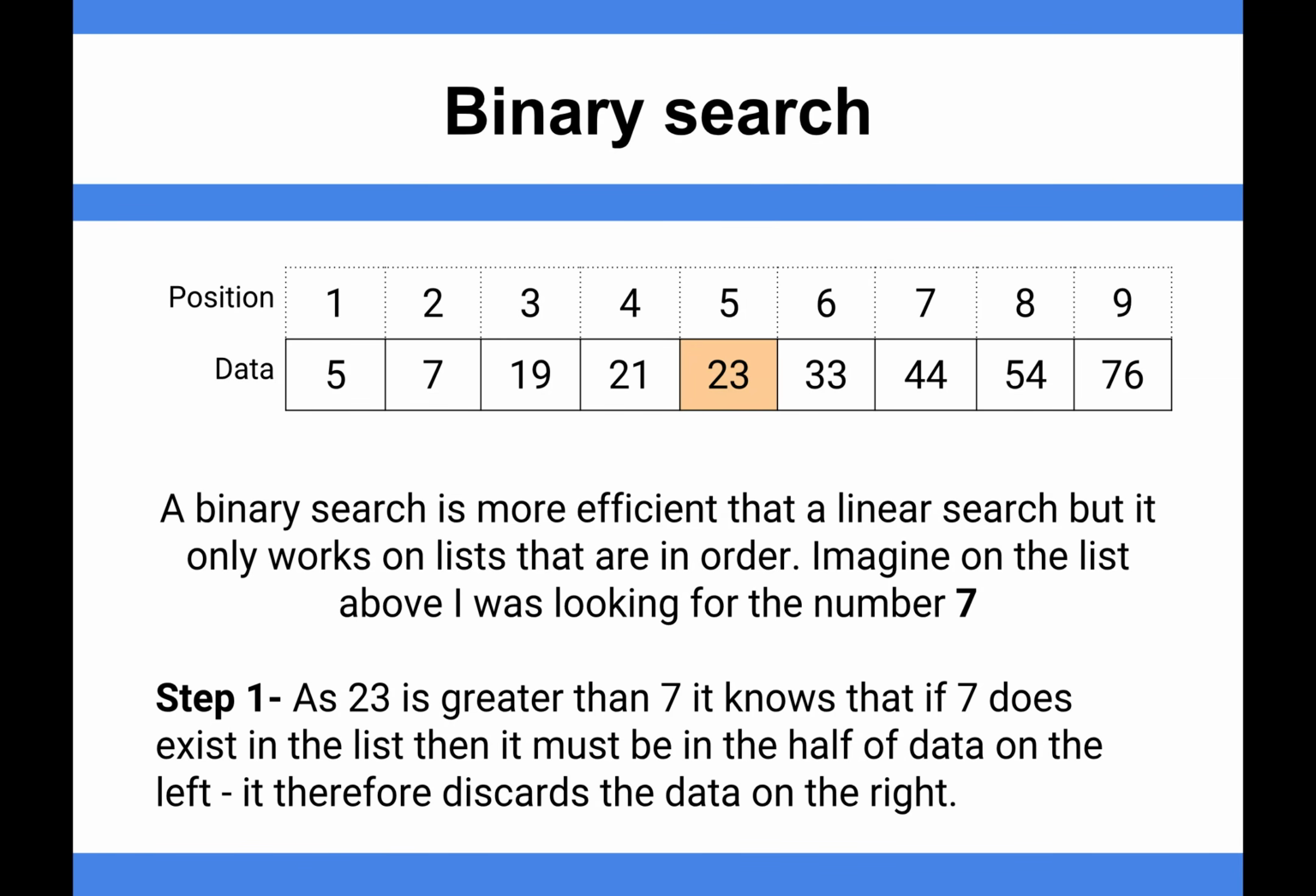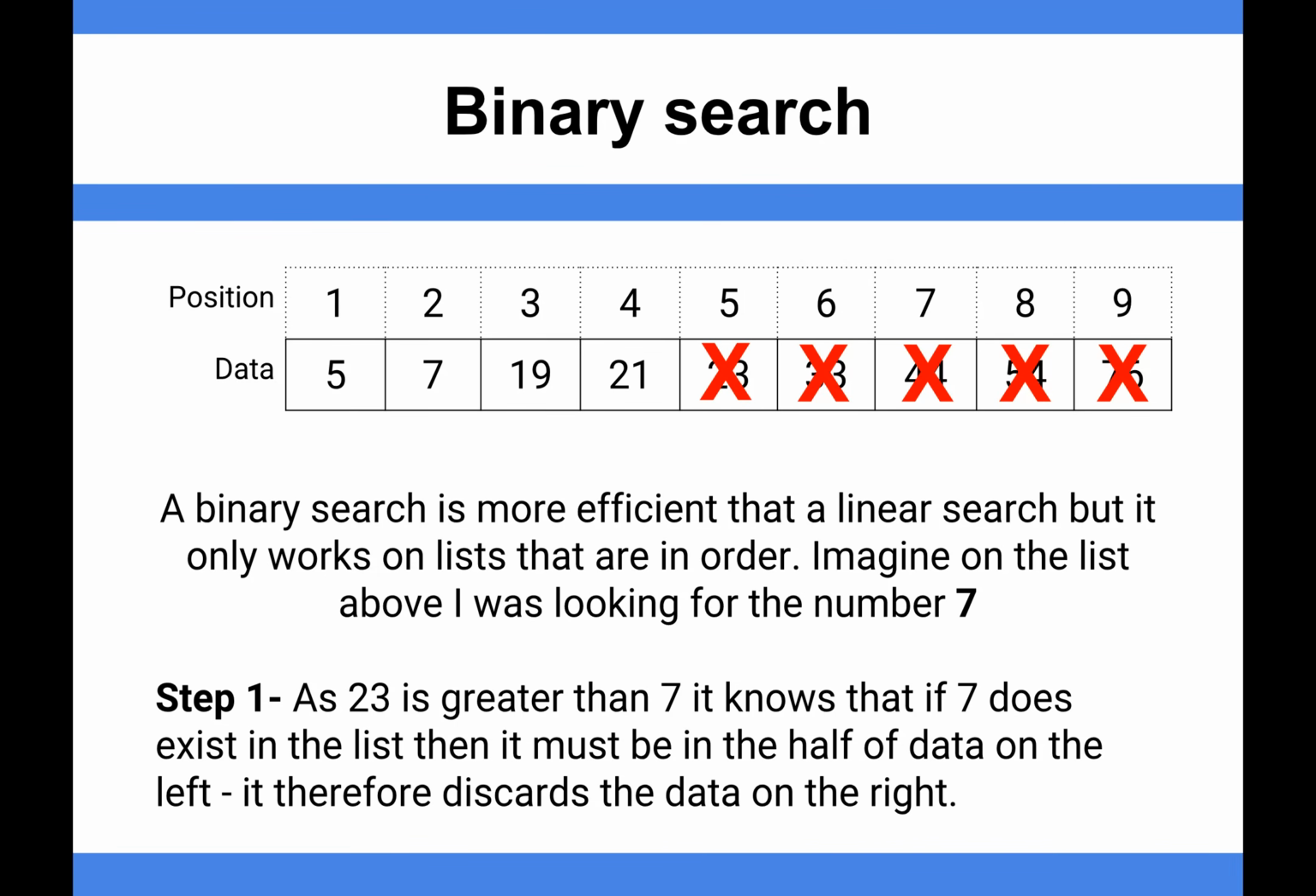What it's going to do is, because it knows 23 isn't what I'm looking for, so it's not the number 7, but it can also work out that because 23 is bigger than the number 7, and we know my list is in order, if the number 7 does exist, it must exist in one of these 4 positions, because it can't exist here, because that's for numbers that are bigger than 23. So by looking at only 1 item of data, I've eliminated 5 places, which is a lot more efficient.